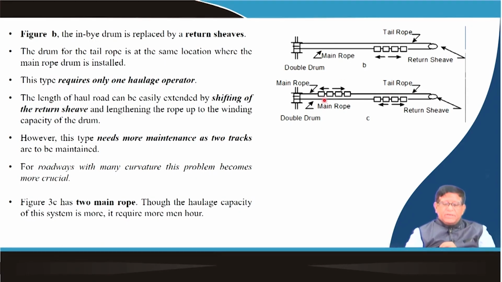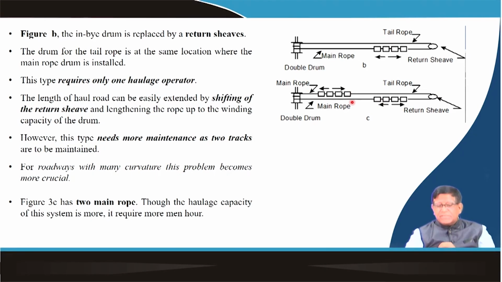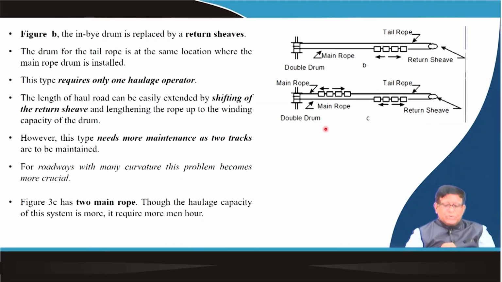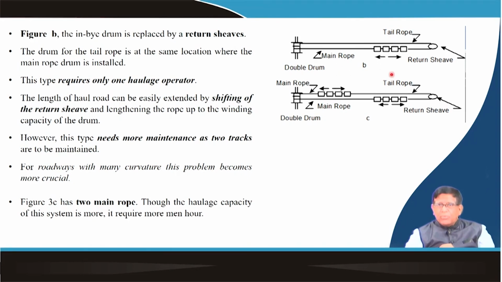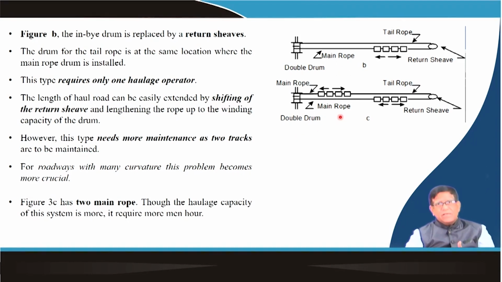Now, here you can see this is the main rope and this is the tail rope, and from this side the main rope, and this side the return from the return shift; how the arrangement is done, you can see. There are two main ropes here. In figure B you can see only one main rope, but here there are two main ropes, which means both ropes will be working simultaneously over here. So more load will be coming over here; this is a bigger system.